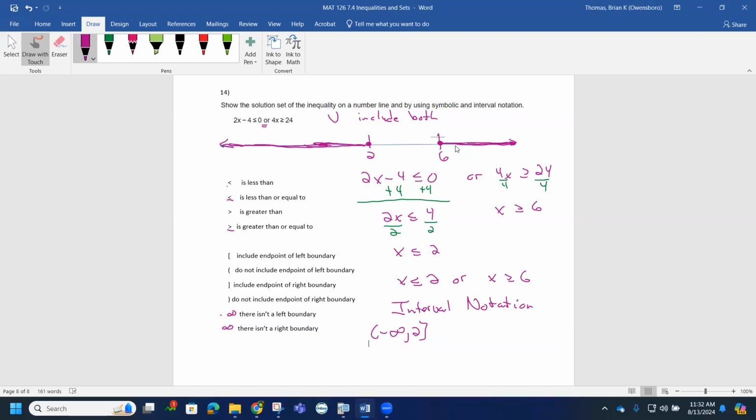But since there's also this other interval, we can use the symbol for union to say include both. And then this left boundary is a 6, which we do include. And then since there's not a right boundary, we use infinity, and for infinity we use a parenthesis. So that's what the answer would look like using interval notation: you actually have to include two intervals. And so this union symbol means to include both of those sets as our solution.